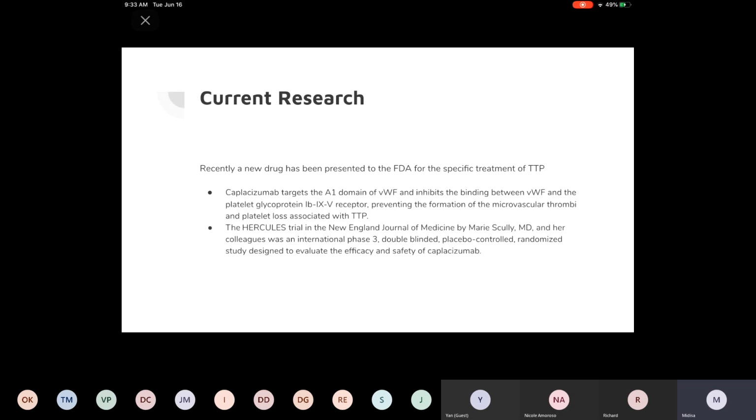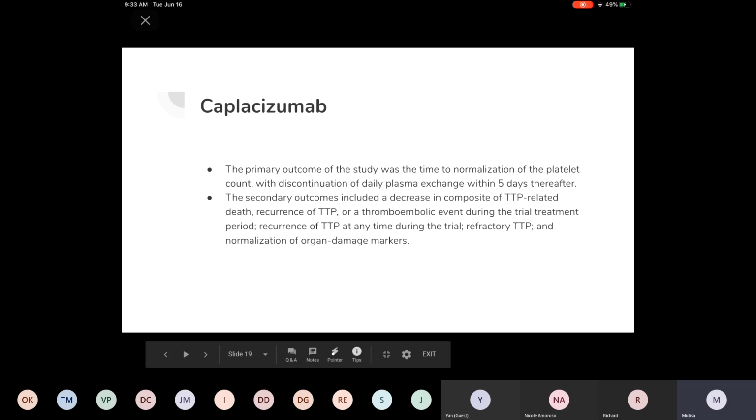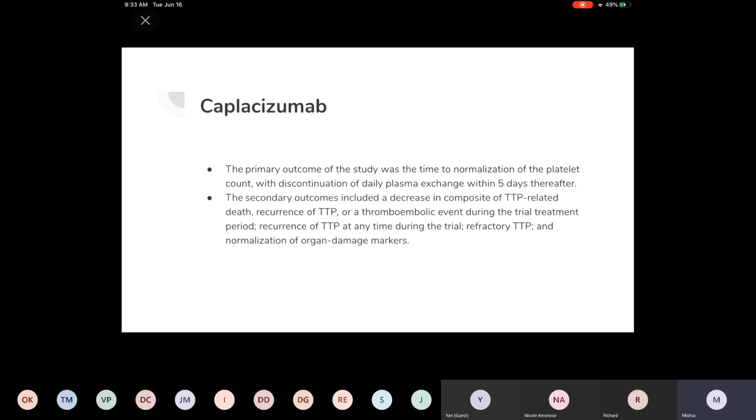So the trial that was done was called the Hercules trial, and it was published in the New England Journal of Medicine by Dr. Marie Scully and her colleagues. And this was an international, double-blind, placebo-controlled, randomized study designed to evaluate the efficacy and safety of the drug. And the primary outcome was the time to normalization of the platelet count with the discontinuation of daily plasma exchange within 5 days of treatment.